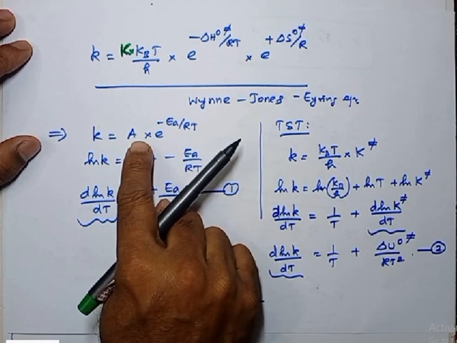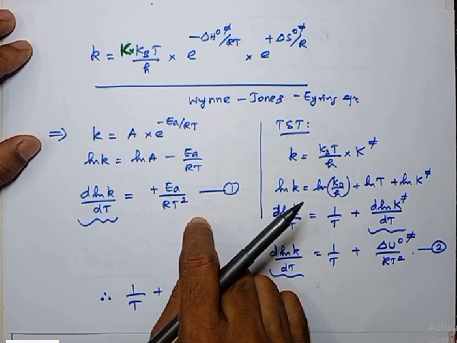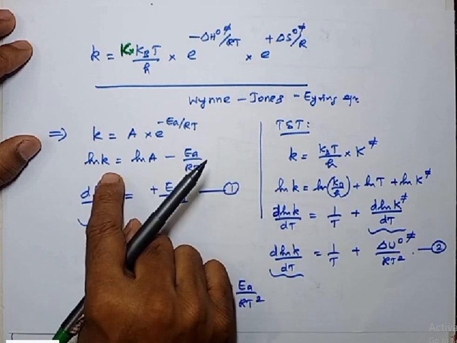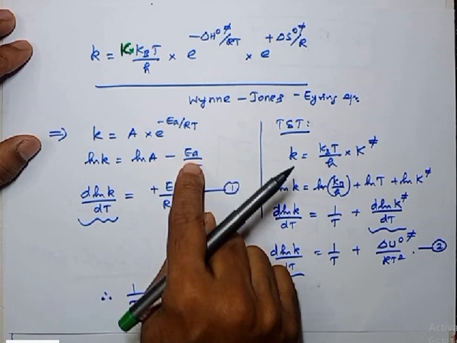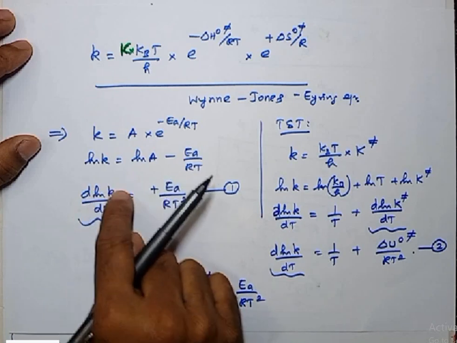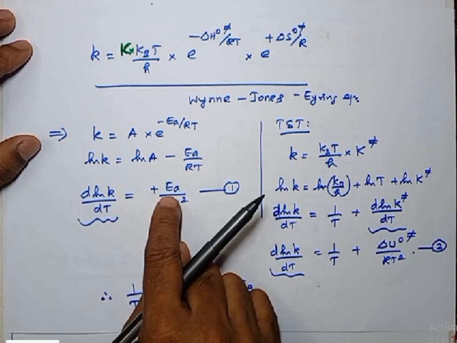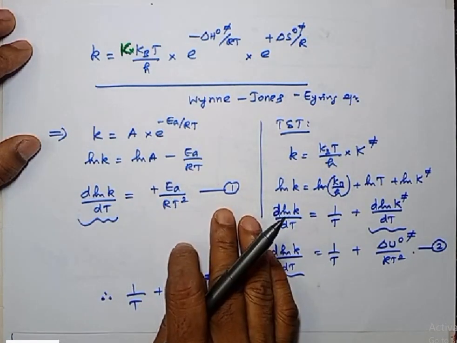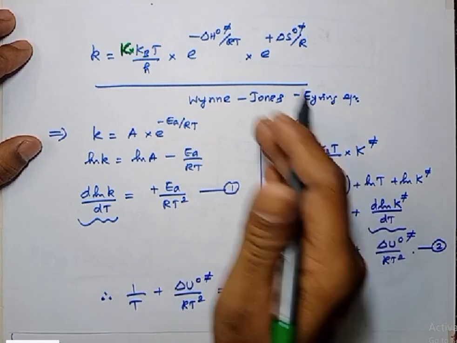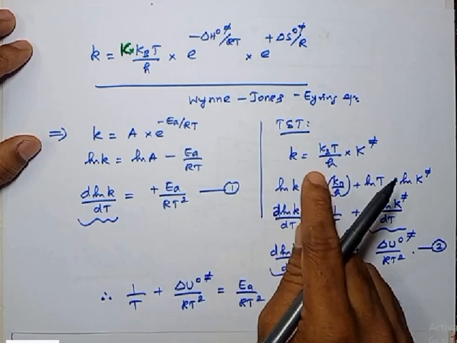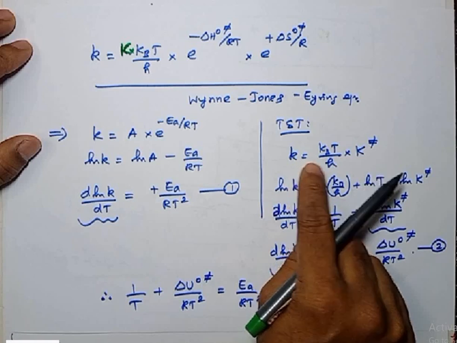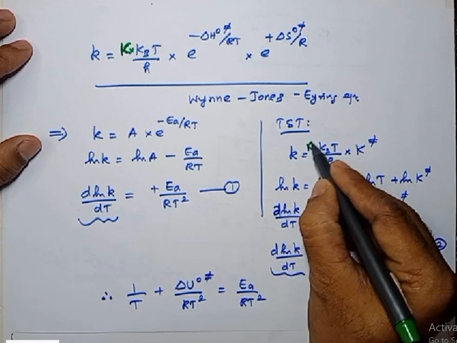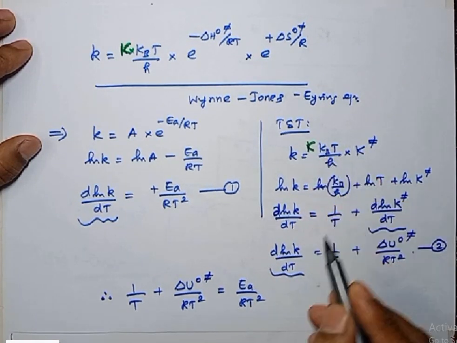Arrhenius equation is K equal to A into e power minus EA by RT. If you take logarithm, you will get ln K equal to ln A minus EA by RT. If I differentiate this with respect to temperature, I will get EA by RT square, as equation 1. In the case of transition state theory, this is one of the steps actually. K is equal to kappa, let me introduce kappa also, kappa into KBT by H.